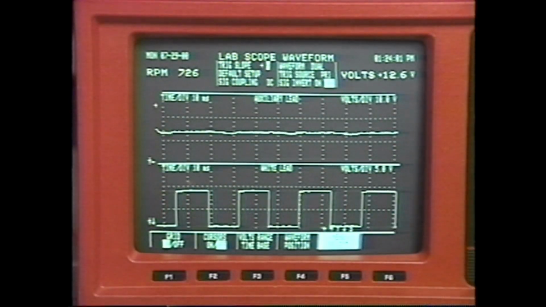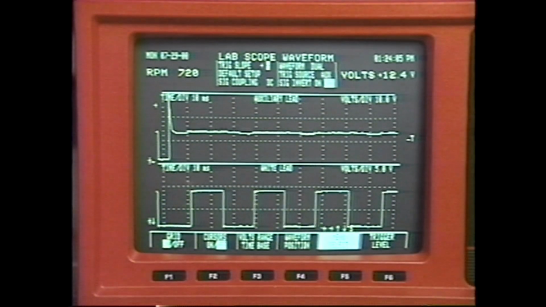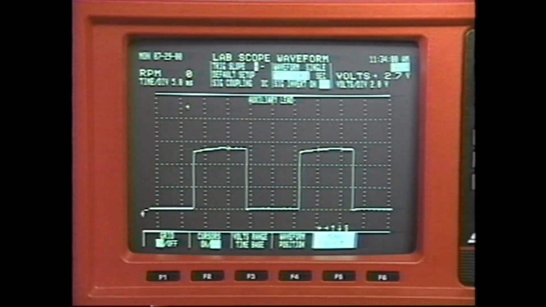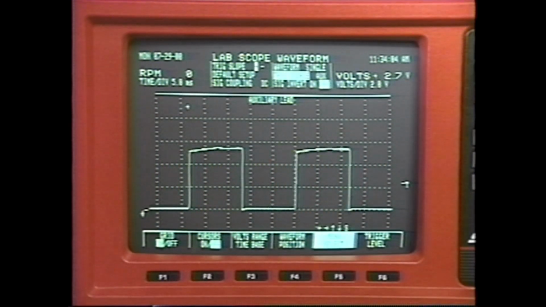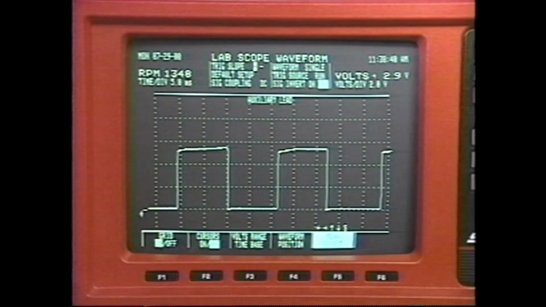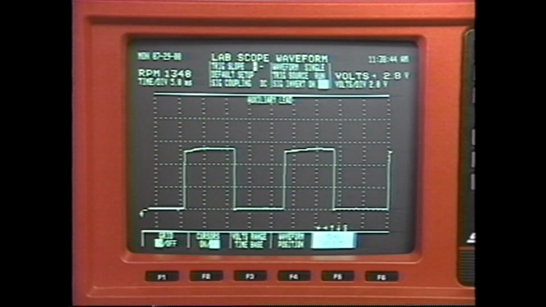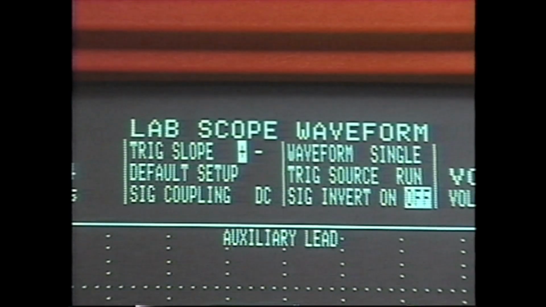If the signal is synchronous to a specific signal, like the fuel injector signal, use the auxiliary lead to trigger it off that signal. If the test signal is asynchronous, that is, if it doesn't have a relationship to other engine signals, use the auxiliary lead to trigger off the signal itself. If you can't use any of these options, Run will synchronize the signal to an internal clock. Default setup uses the Run trigger source.